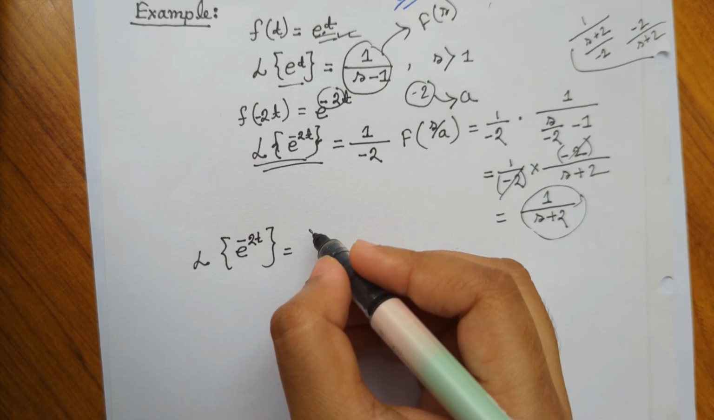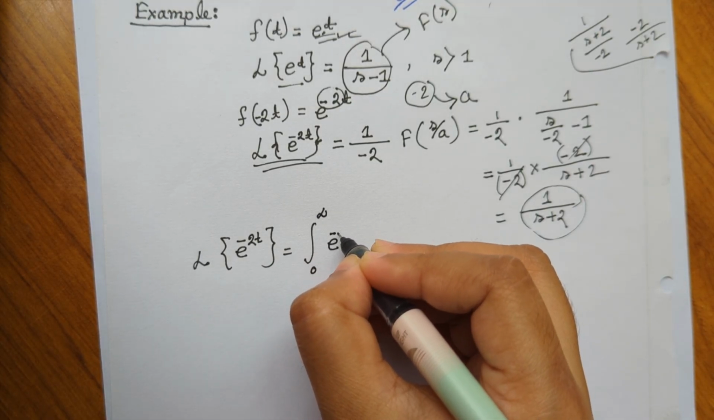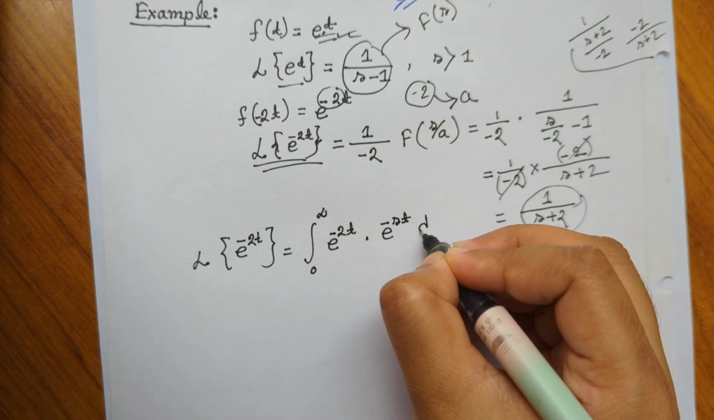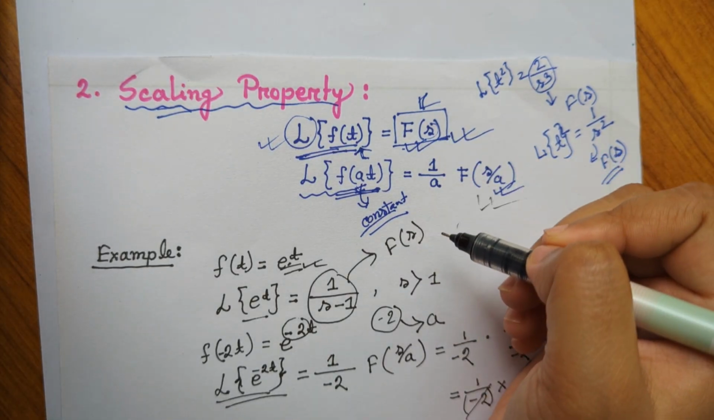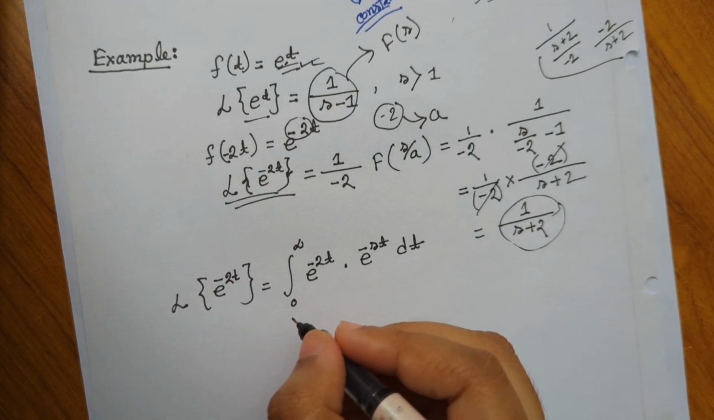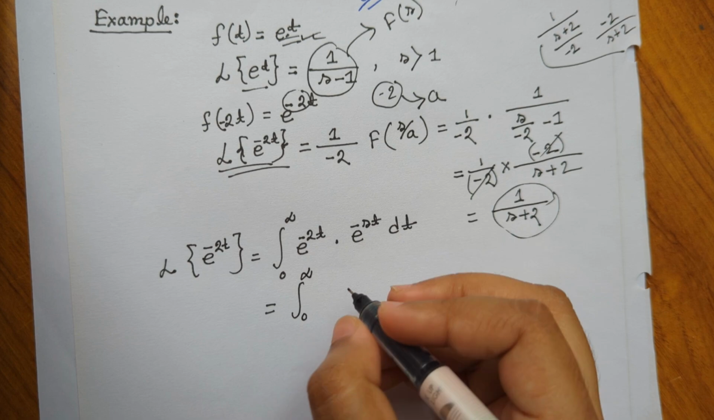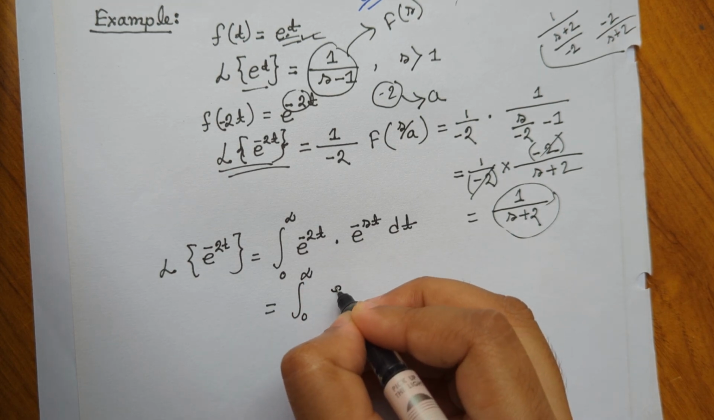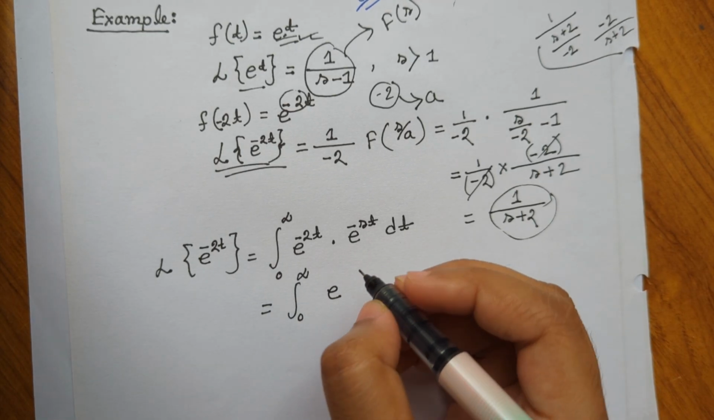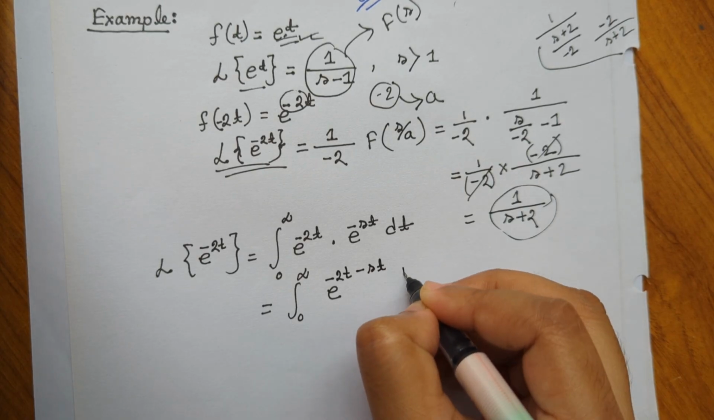According to our formula, we'll write the integration from 0 to infinity, then this function, f of t, e to the power minus 2t, and in the formula we have e to the power minus st into dt. Why is it always F of s? Because in the formula we have a function of s. So yeah, now we will do the process of integration. Integration from 0 to infinity will simplify because both are exponential functions with the same base, so we can add the powers. So if we add, we get minus 2t minus st into dt.